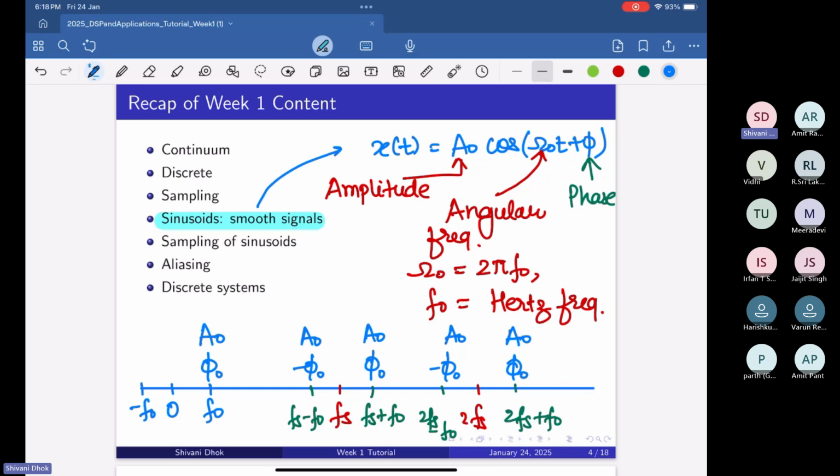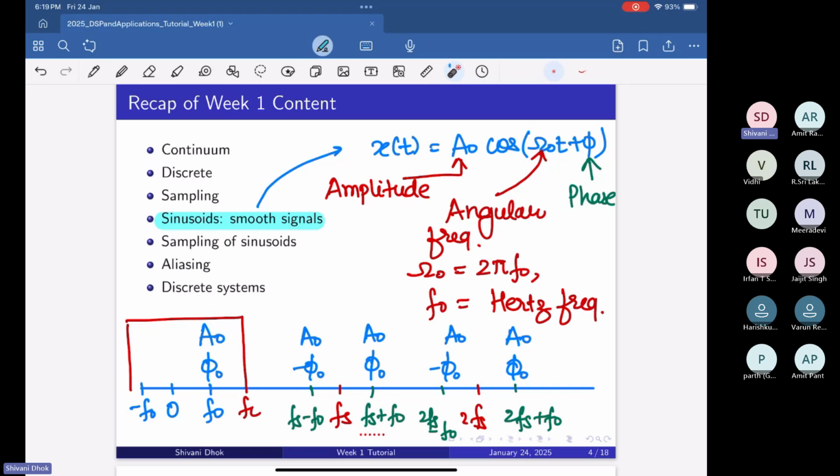Okay, so these replicas are going to be present every time. Now the question that we wanted is, we wanted to sample it in such a way that we can recover back this original sinusoid. So this original sinusoid only has the frequency components which are located in this particular region. So if I am able to just retain this part using some low pass filter, then in that situation, I will be able to retain back my original signal very nicely.